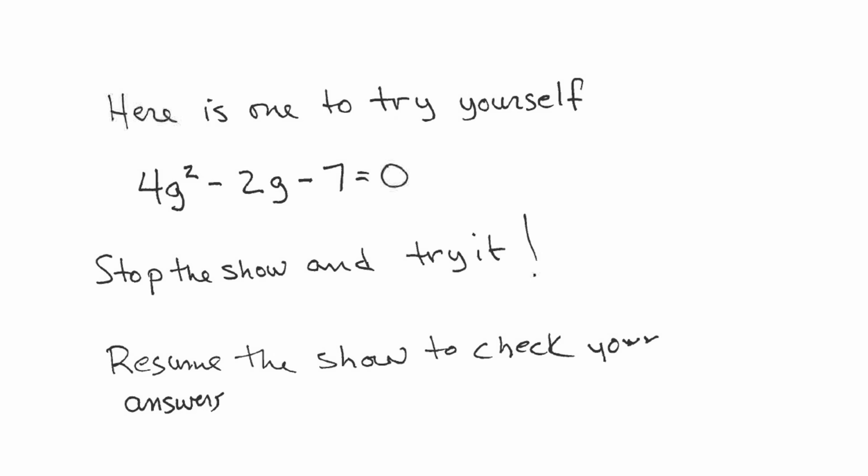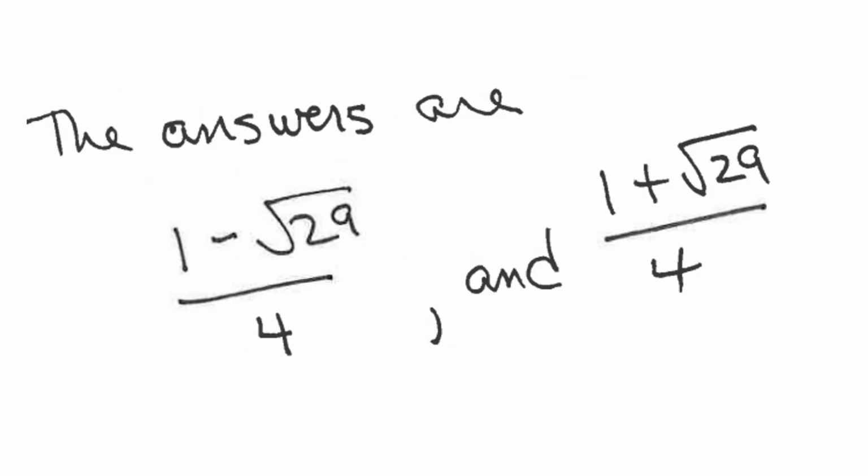Here is a problem for you to try yourself. Please solve 4g squared minus 2g minus 7 is equal to 0. I encourage you to stop the show, pause it, and to try this, and to resume the show to check your answer. Let's see how you did. The correct answers that you should have gotten are 1 minus the square root of 29 over 4 and 1 plus the square root of 29 over 4. How'd you do?